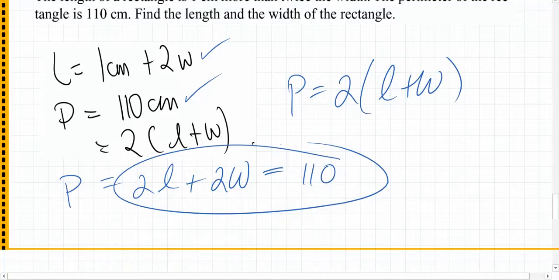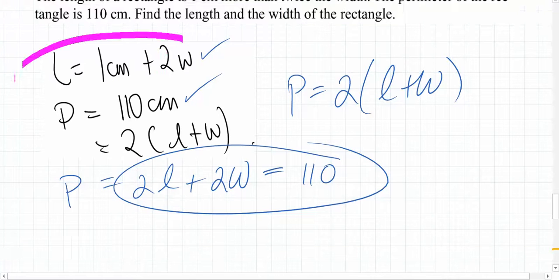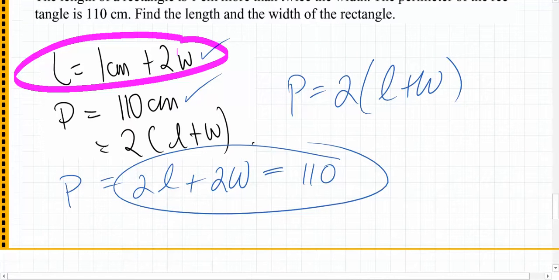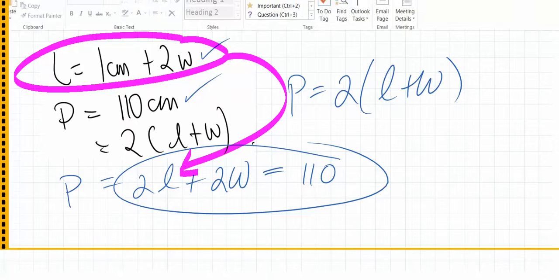But what do you know L equals? Look at the first line. L is equal to 1 plus 2W. So where can you put that, Nate? Put it in for the L. So this is kind of, remember, substitution-ish, something like that.